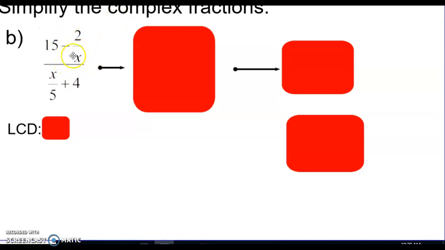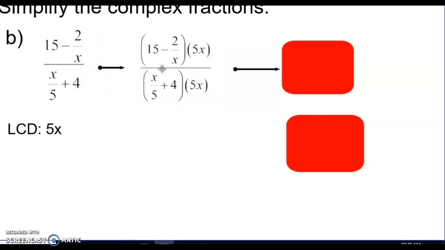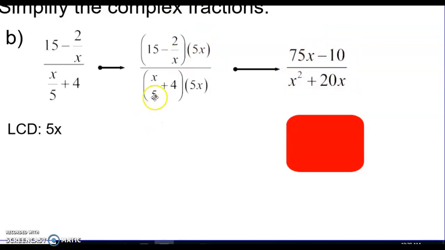So again, I have this denominator of x, this denominator of 5, so that least common denominator is 5x. So we're multiplying both the top and bottom by 5x. So this 5x times 15, that's going to give us 75x. And then again, 5x times 2 divided by x, the x's are going to end up canceling here. So we're just left with that minus 10.